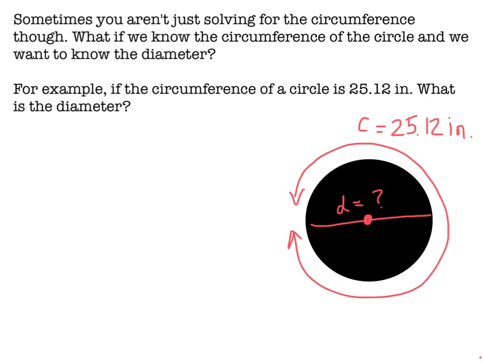Sometimes, though, you aren't just solving for the circumference. What if we know the circumference of the circle and we want to know the diameter? For example, if the circumference of a circle is 25.12 inches, what is the diameter?